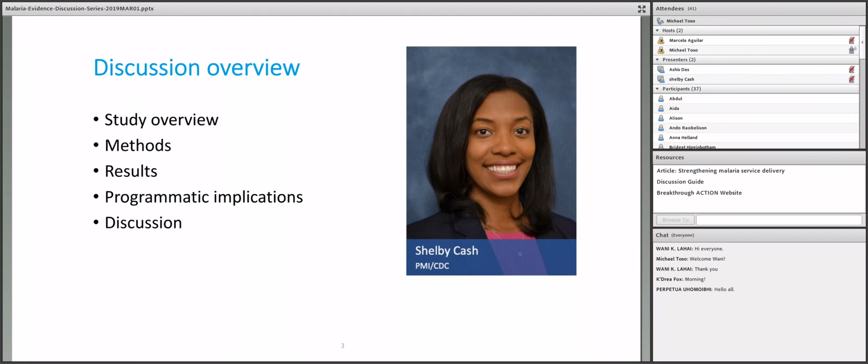We hope the discussion that follows will help practitioners envision pragmatic, rigorously designed activities. A word about the structure of these discussions. In each discussion, we'll pull an article from the Malaria Behavior Change Evidence Database. We'll also discuss each article from that database through the lens of the social ecological model. A little bit more about that in a minute. First, I'd like to introduce Shelby Cash from the President's Malaria Initiative and CDC to say a word or two about how today's discussion fits in with the U.S. President's Malaria Initiative's global strategy.